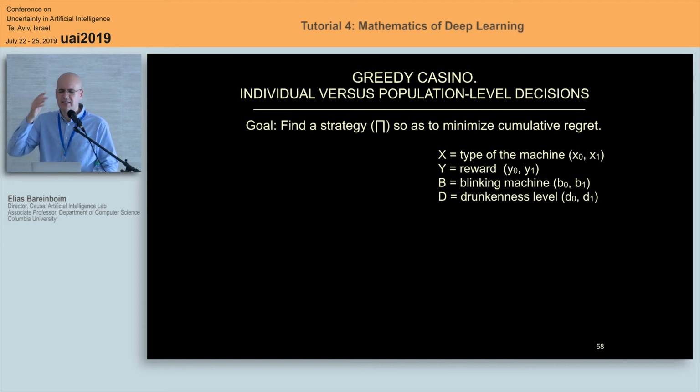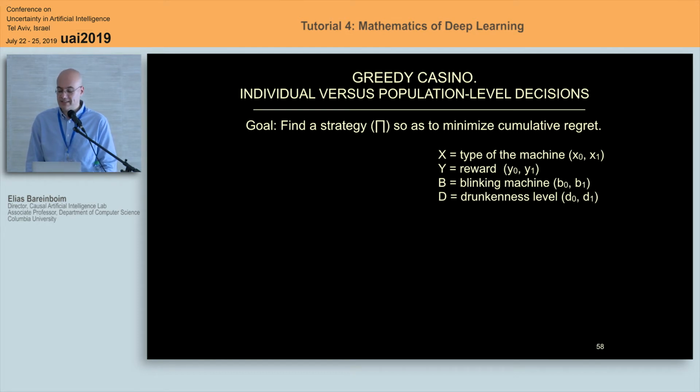I got this idea when we were at NIPS, in the casino. I think it was Lake Tahoe, around that. It's a little bit depressed. Then you have this thing called the greedy casino. The greedy casino has two types of machine that we call X: type of machine X0 and type of machine X1. Then you have the reward Y that will be binary here, that you are winning, Y1, or losing, Y0.